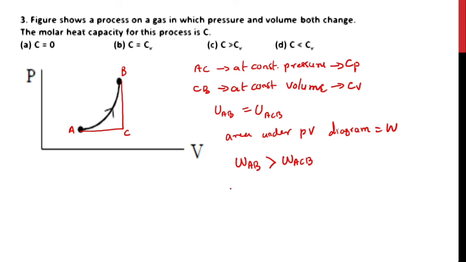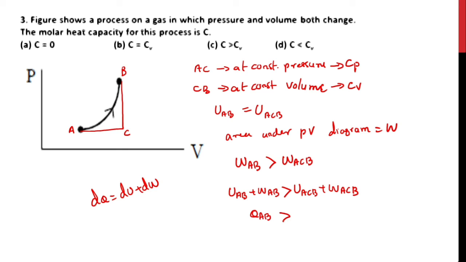Therefore we can write here, using the first law of thermodynamics, dQ is equal to dU plus dW. So UAB plus WAB will be greater than UACB plus WACB. So we can write here QAB will be greater than QACB. And the molar specific heat capacity we already know, Q is equal to nC delta T.